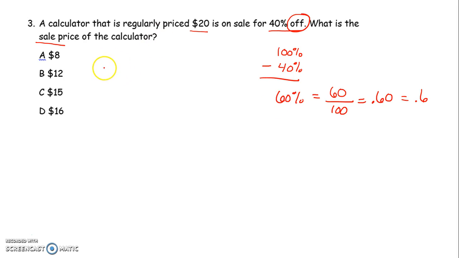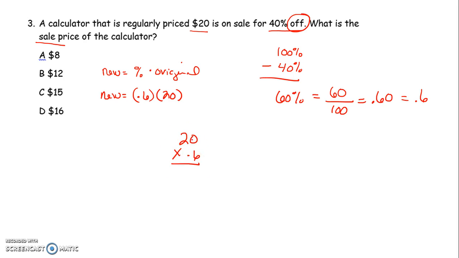So what you would do is you would know your new price is the percent you're still paying times the original. All right. So my new price will be 0.6 times the original of $20. All right, so I'm going to do 20 times 0.6. 6 times 2 is 12 over 1 spot. So my new price is $12. And that makes sense. If it was 50% off, 50% of 20 would be 10. So 60% of 20, 12 sounds reasonable. So we are still paying $12.